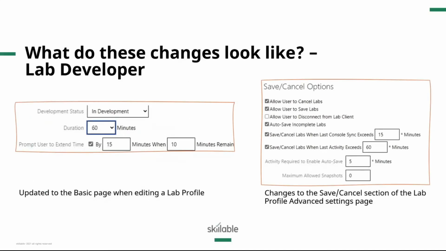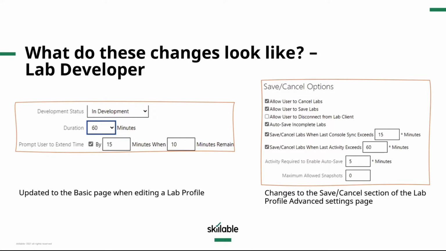So in terms of what this looks like, just from a couple of screen grabs, you can see on the left hand side here the basic page. We've now just got the duration field, which is a drop down box. And then you've got the optional tick box where you can specify that you'd like to extend the lab by a certain amount of minutes when there's only a certain number of minutes remaining. So extend the lab by 15 minutes when only 10 minutes are remaining.